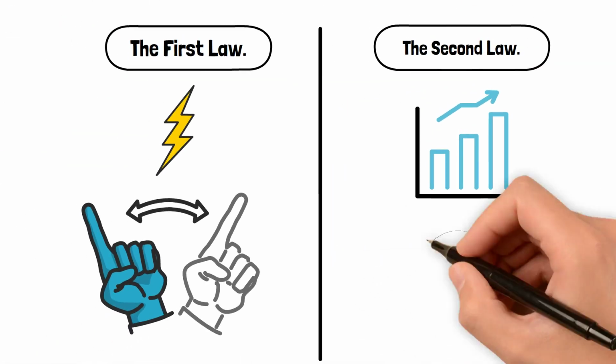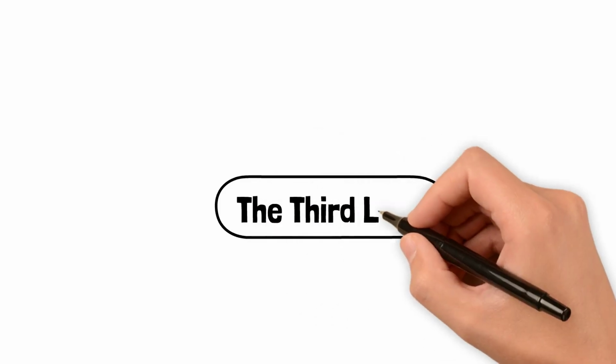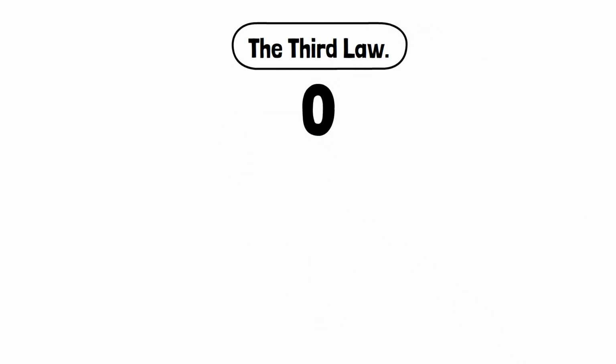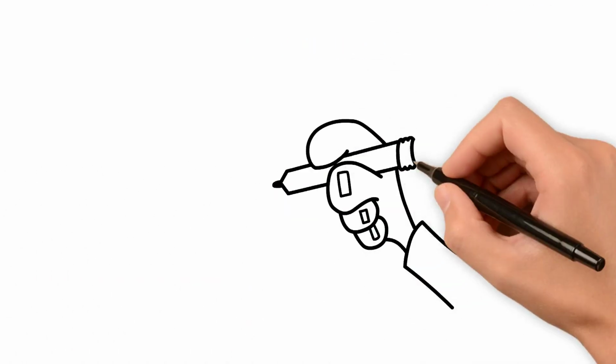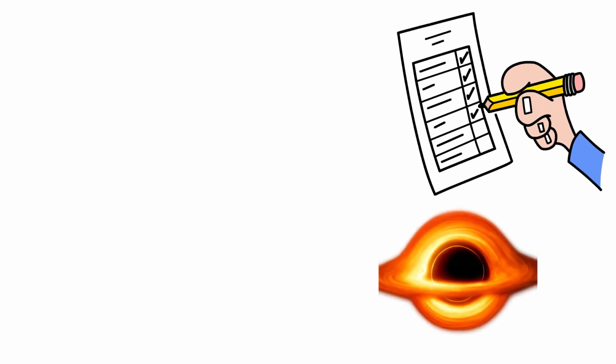This is why time seems to move forward, not backward. The third law, as temperature approaches absolute zero, the motion of particles slows toward complete stillness. These simple rules govern everything, from engines and refrigerators to black holes and stars.